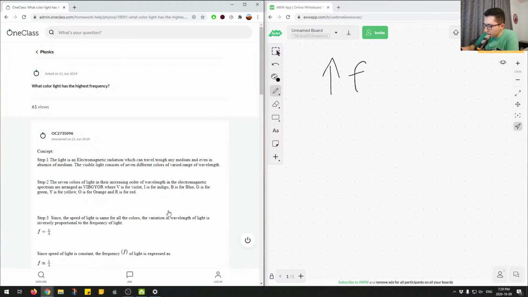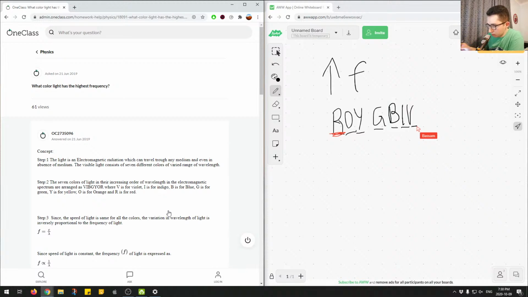The visible spectrum gives us light that is colored. A nice mnemonic to know the order of the visible spectrum is Roy G Biv. Sometimes this is with the eye, sometimes it's without the eye, depending on what the textbook says. So R is red. O is orange, Y is yellow, green, blue, indigo, and violet.